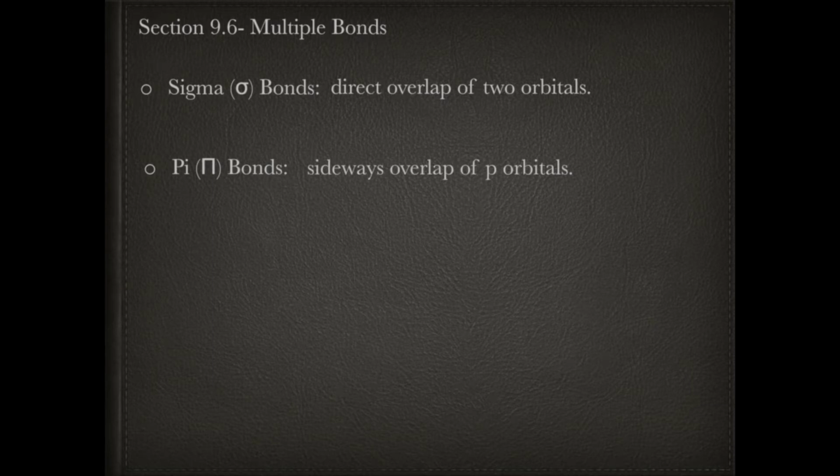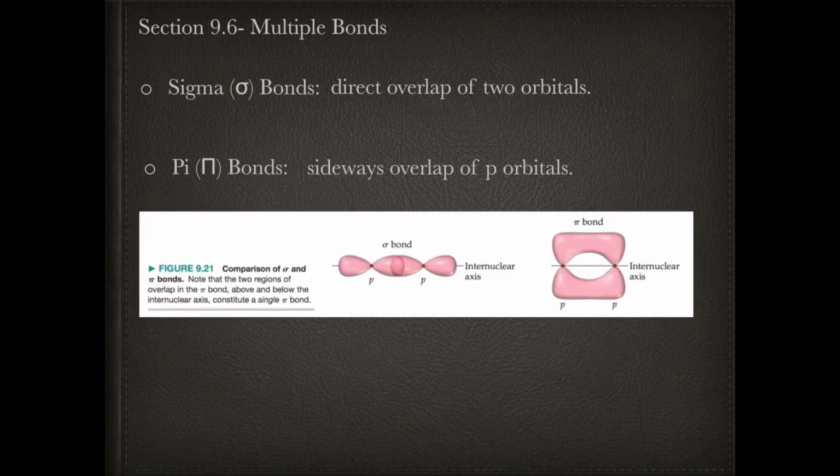They don't actually directly overlap one another. Here are two diagrams. The one on the left shows the sigma bond. Notice that they are directly overlapping each other, while for the pi bonds, that results from that sideways overlap, not a direct overlap, of the p orbitals. So since there is a direct overlap, sigma bonds are stronger than pi bonds.